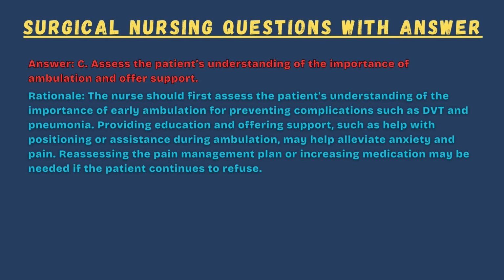Answer: C. Assess the patient's understanding of the importance of ambulation and offer support. Rationale: the nurse should first assess the patient's understanding of the importance of early ambulation for preventing complications such as DVT and pneumonia. Providing education and offering support, such as help with positioning or assistance during ambulation, may help alleviate anxiety and pain. Reassessing the pain management plan or increasing medication may be needed if the patient continues to refuse.